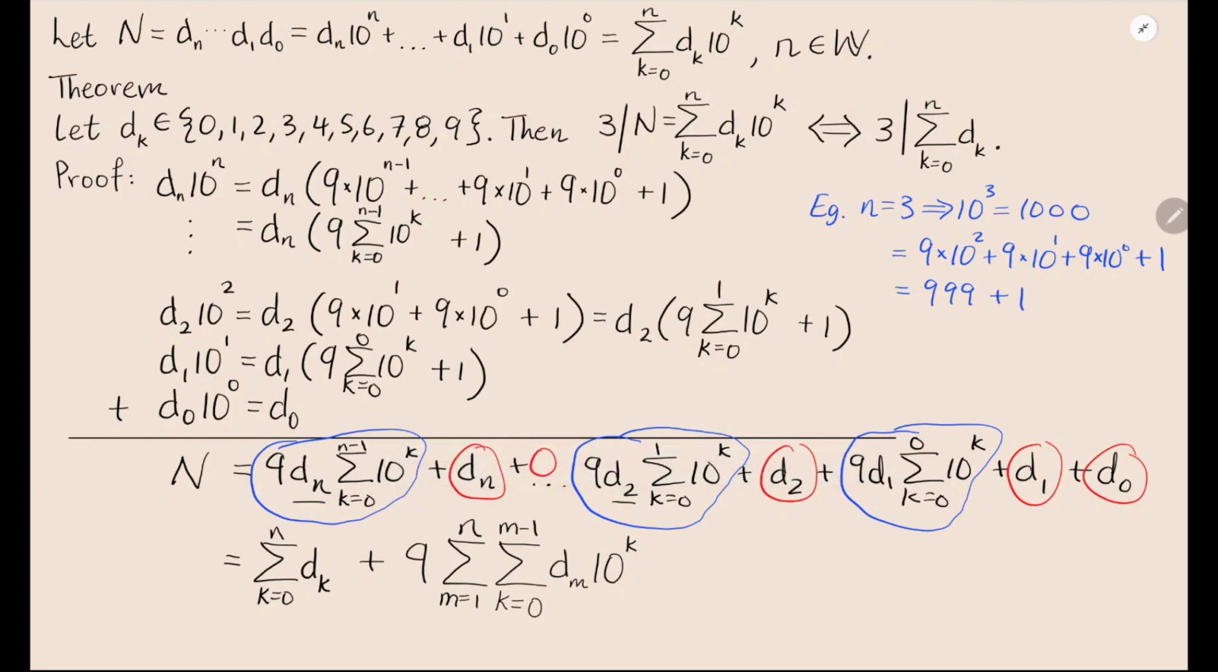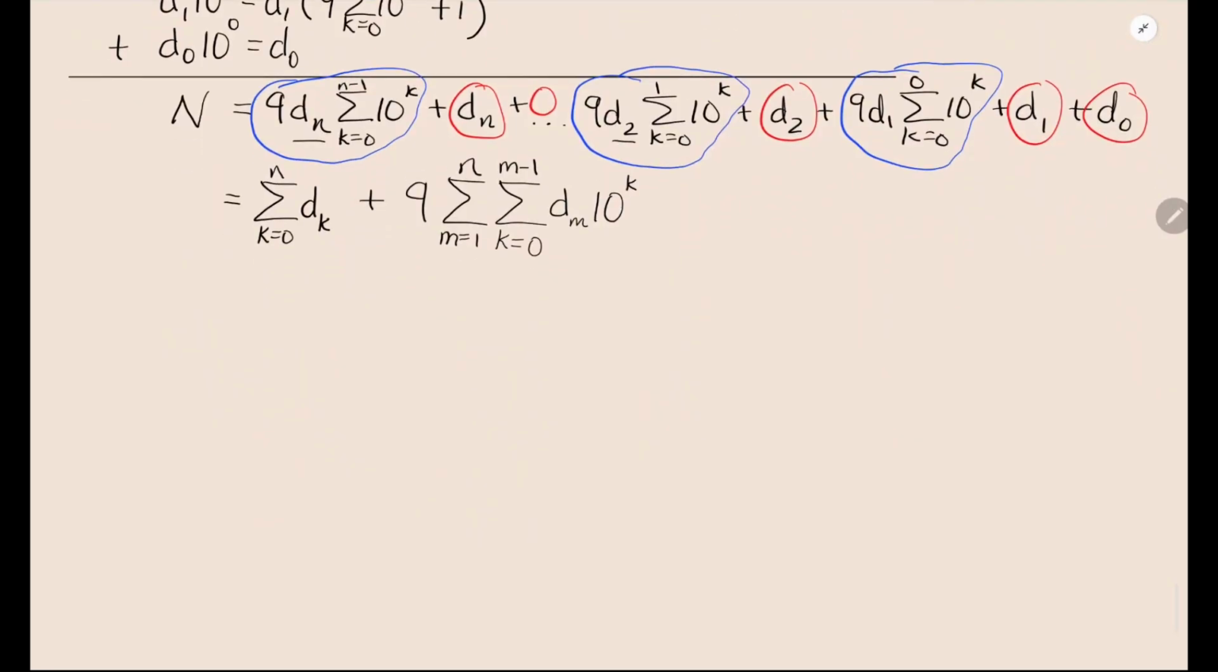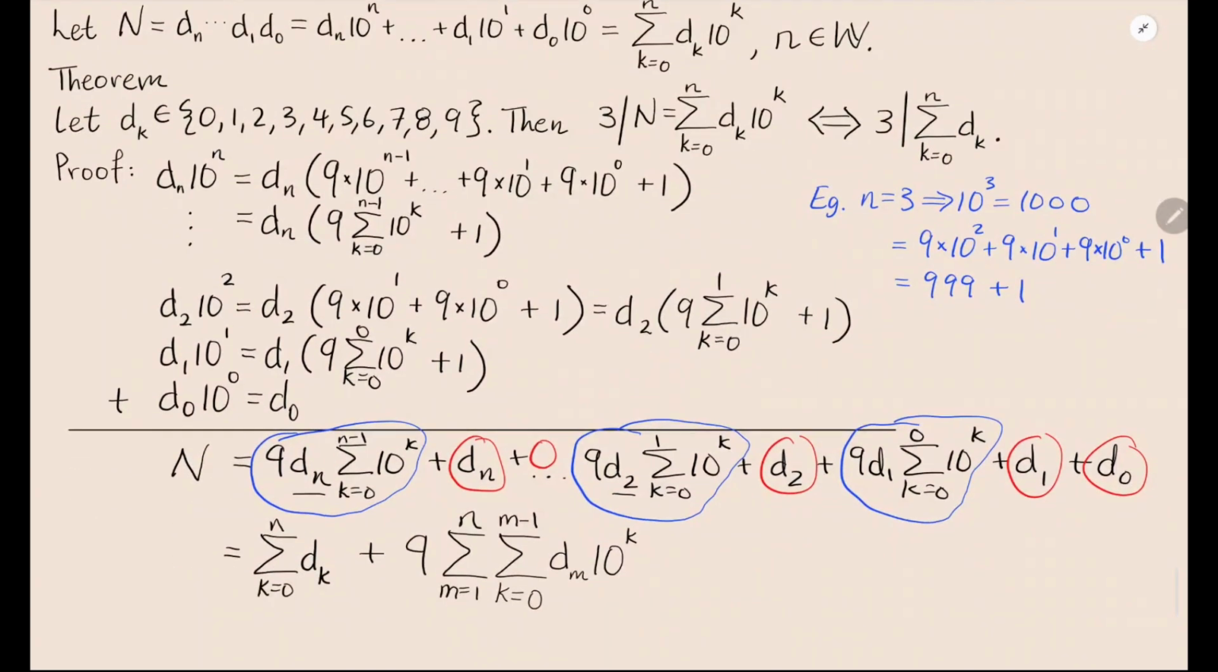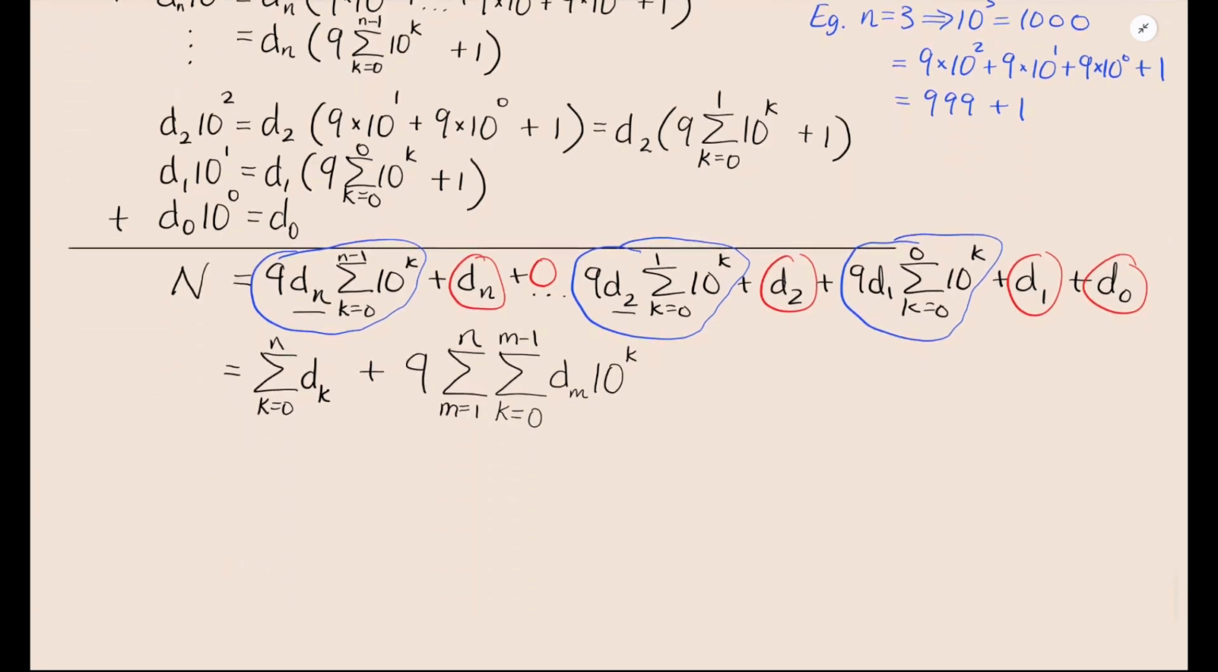Okay, so now I simply wrote n as this. That's all I did. I rewrote a number n using another form. So let's prove the theorem. The forward part is going to be: if 3 divides into the initial number n, then 3 divides into the sum of the digits.